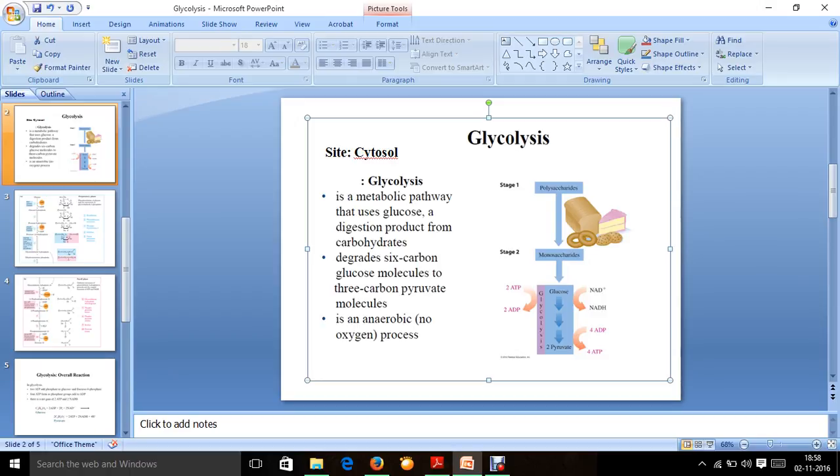Overall, the glycolysis process occurs in the cytosol of a cell and is essentially anaerobic. That means in the process of glycolysis, no oxygen is involved. This was the introduction about glycolysis, and now we will start with the pathway.